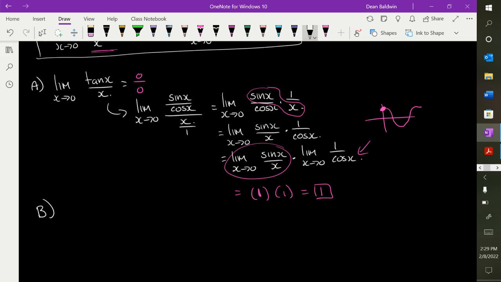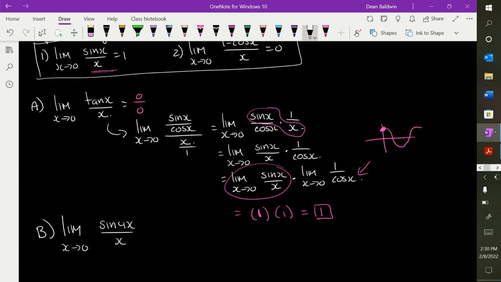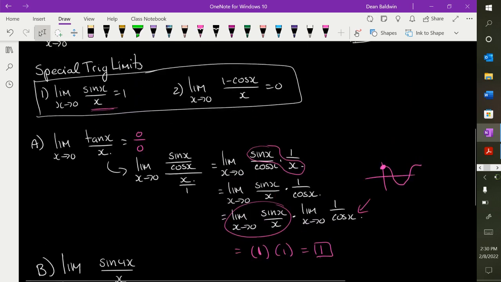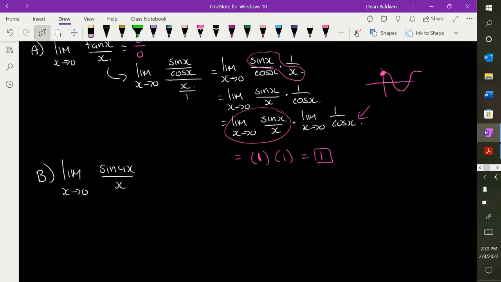Okay, next one. B. The limit as x goes to 0 of sine 4x over x. Okay, so it's the sine one. It looks very similar to what we have up here, except instead of just having an x in here, we've got this 4. The value of the x inside the trig function, sine in this case, has to be the same as what's in the denominator. So I need to have a 4 in the denominator.